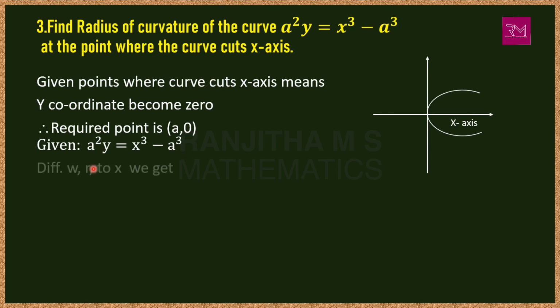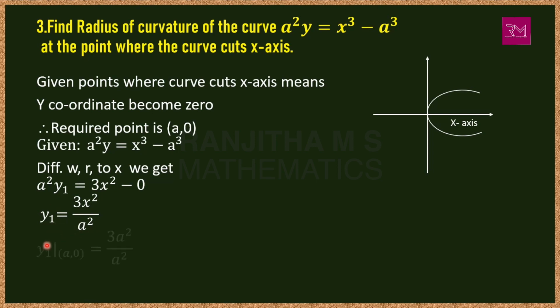In the next step we have to differentiate this curve with respect to x. We get a square is constant, take as it is, into differentiation of y is y1, which is equal to differentiation of x cube is 3x square, minus differentiation of constant is 0. Rearranging the terms, we get y1 value as 3x square divided by a square. This is y1.